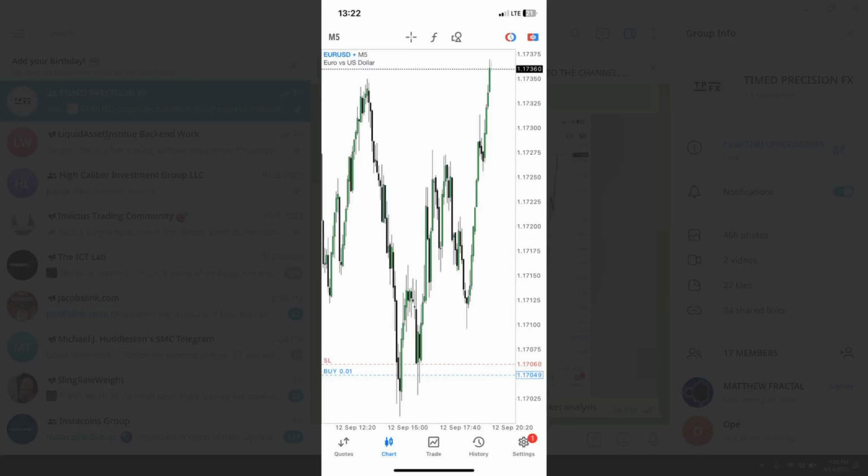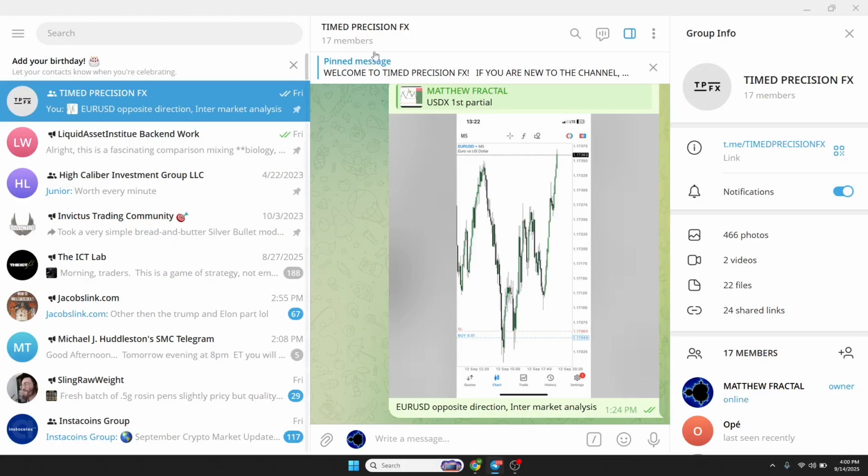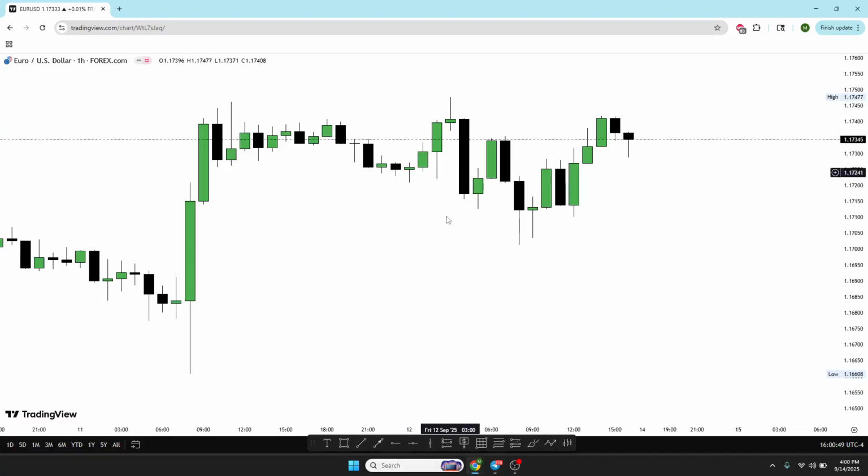This right here is a screenshot from a trade that I took on September 12th, Friday. This is just a confirmation before we get into the concepts on the chart, so you guys know that you're learning from a reliable source, not somebody that's not taking the trades, someone that's actually taking the trades in a live account and sending it to the Time Precision FX Telegram channel, which will be linked in the description. So with that being said, let's get into the charts.